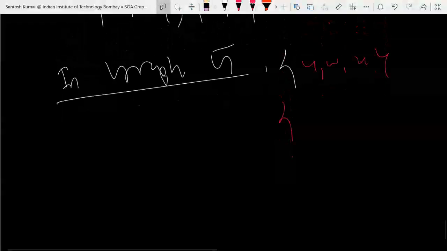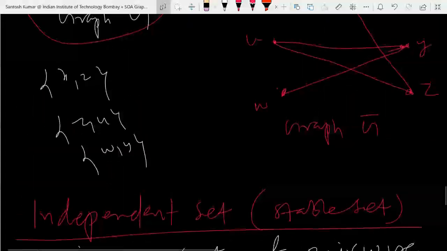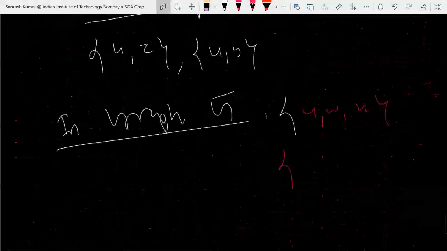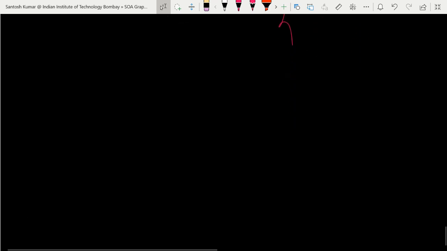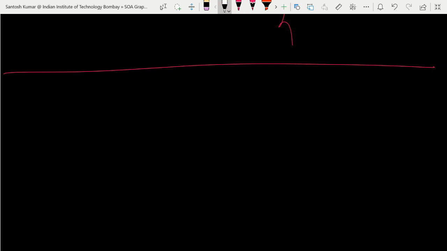So do you know the result? What is the relation between independent set and clique in case of G and G complement? Are you getting what I want to convey?